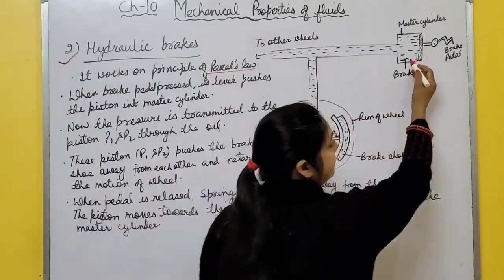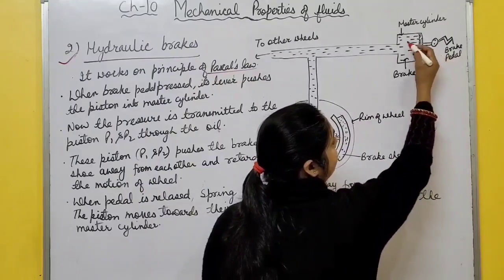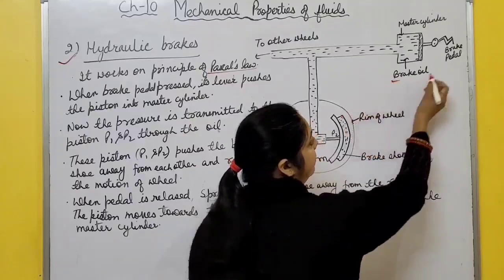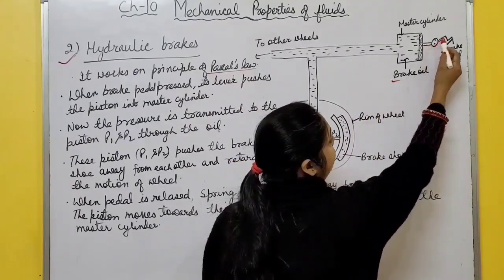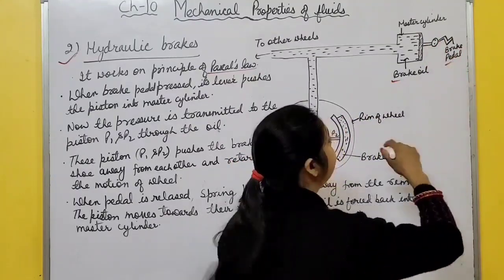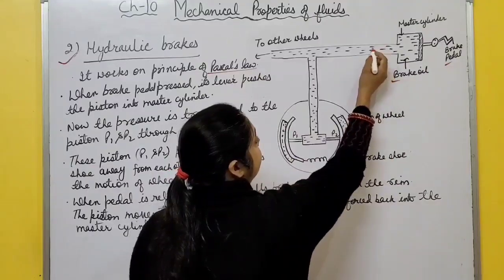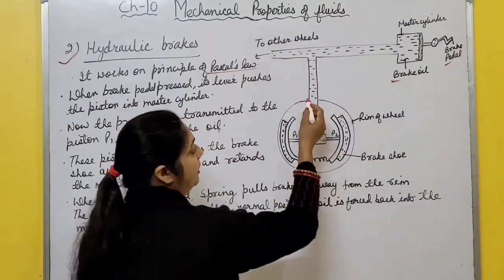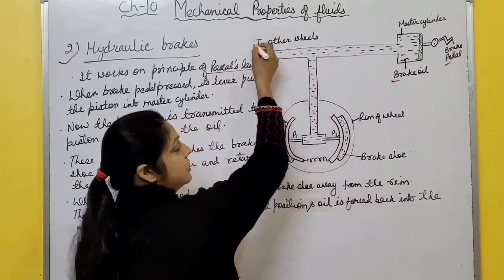This one is the master cylinder, and in this master cylinder, liquid is filled, which is called brake oil, right? This master cylinder is connected to the brake pedal through the piston, and it is also connected to the wheels of the vehicle. I am only drawing one wheel; the others are connected in the same way.